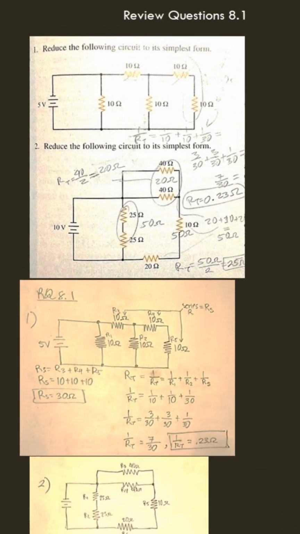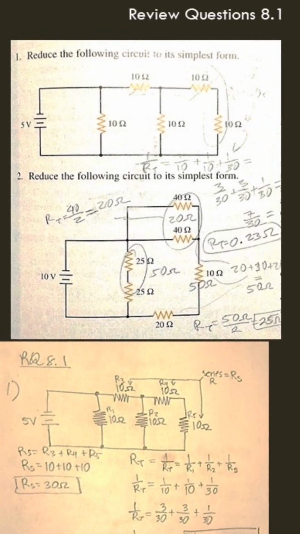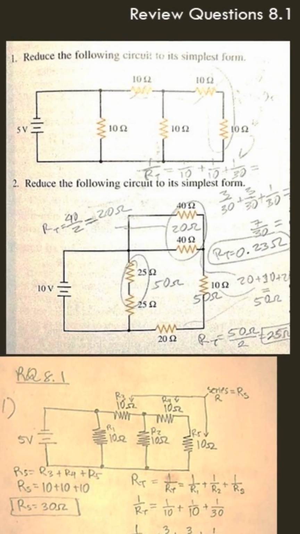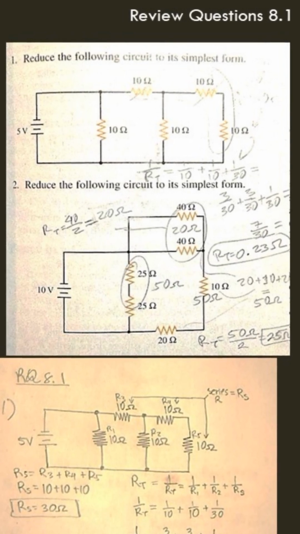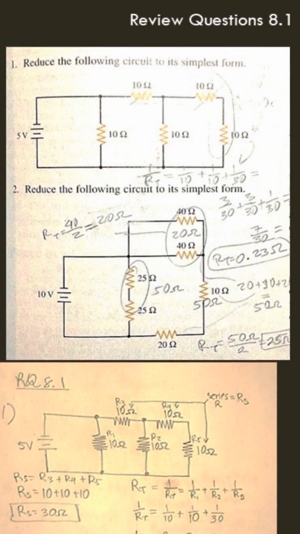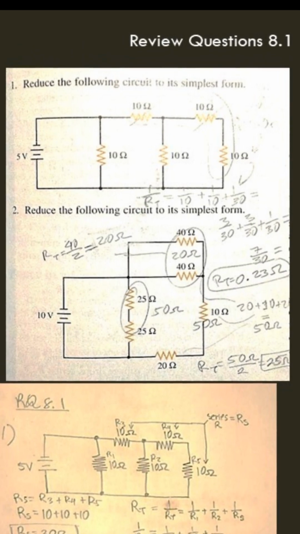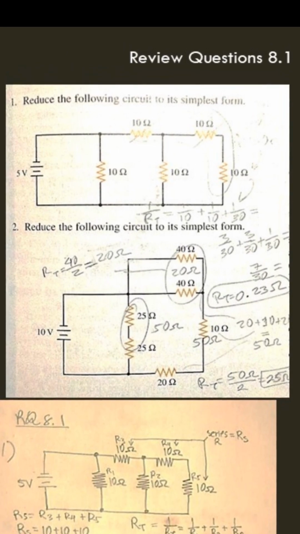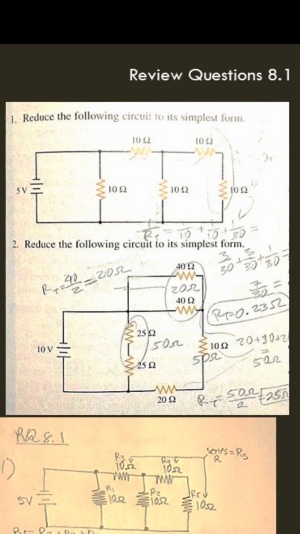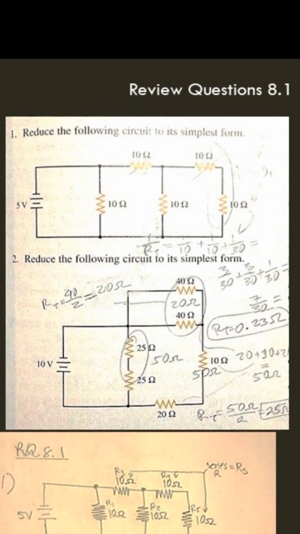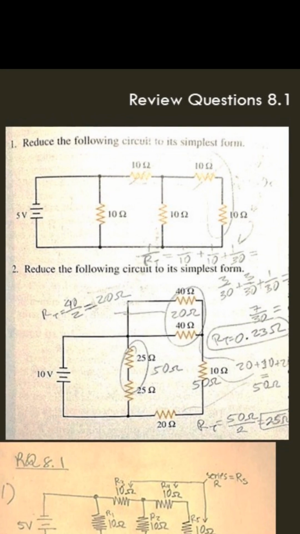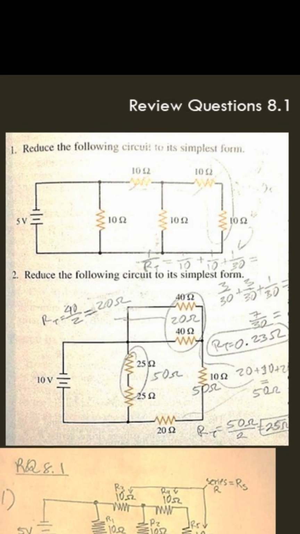Some review questions for this section, 8.1. First one is to reduce the following circuit to its simplest form. So here we have a circuit that has both parallel and series features, and what we must do is to combine some of the resistors so we can get either a purely series circuit or a purely parallel circuit to simplify things. If at all possible, try to make it a series circuit. If not, make what you can into a series circuit, and what is left should be a lot simpler. First step is to write down your problem.